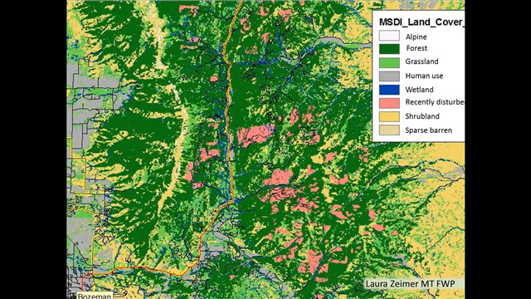So we have everything from alpine forest, both deciduous and coniferous forest, grasslands, areas with human use, and wetlands, just little ribbons of wetlands going through the areas that are recently disturbed, and if these are in a patchwork, they can contribute to habitat diversity. We have shrublands, the pale yellow, and then very sparse and barren rocky lands also.